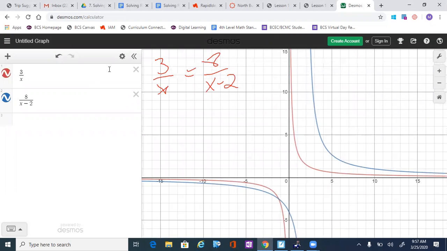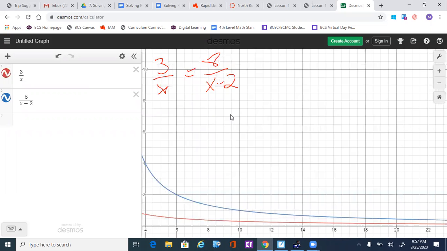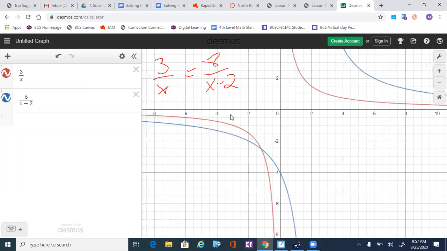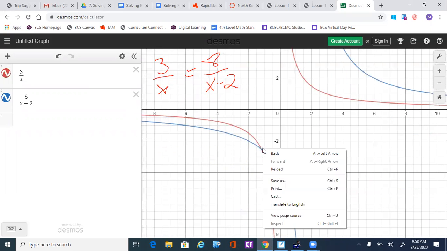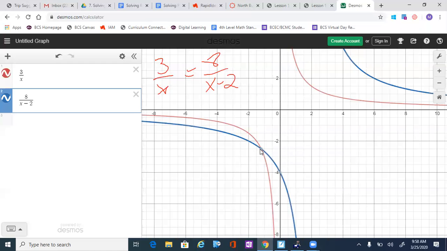Okay, so I'm going to go ahead and look for intersections. And we can tell right now that they intersect, it looks like, at the value of negative 1.2. So let's go ahead and write that down. x equals negative 1.2. Okay, now I'm going to go ahead and solve this by hand and get a little practice with that piece.